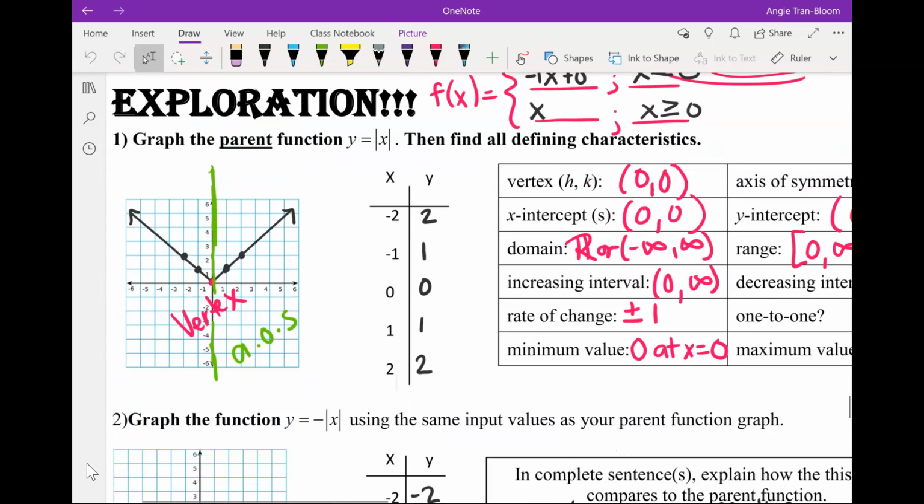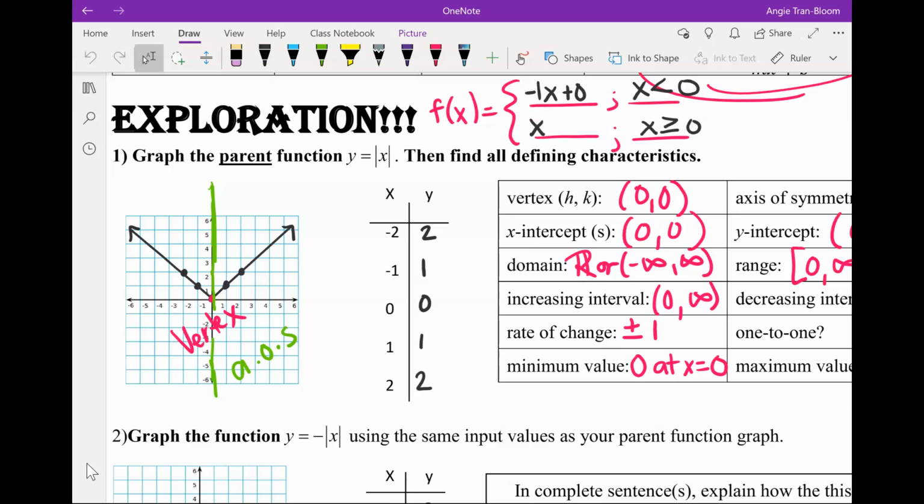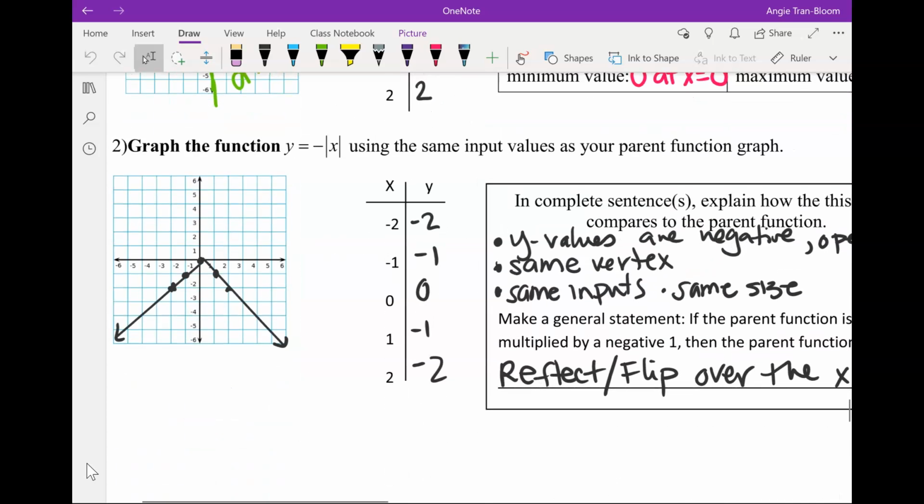What shape? Olivia, what shape does an absolute value function make? Good. An absolute value function, the parent, is a V. How does it open for the parent? It opens how? Up or down? Up. Okay. Then the next set of exploration, you guys take the parent and we multiply the parent by what?